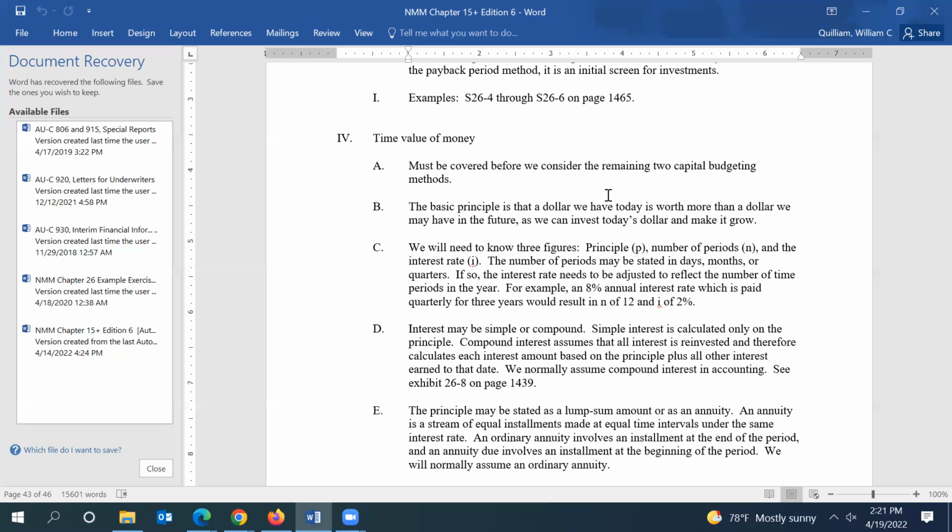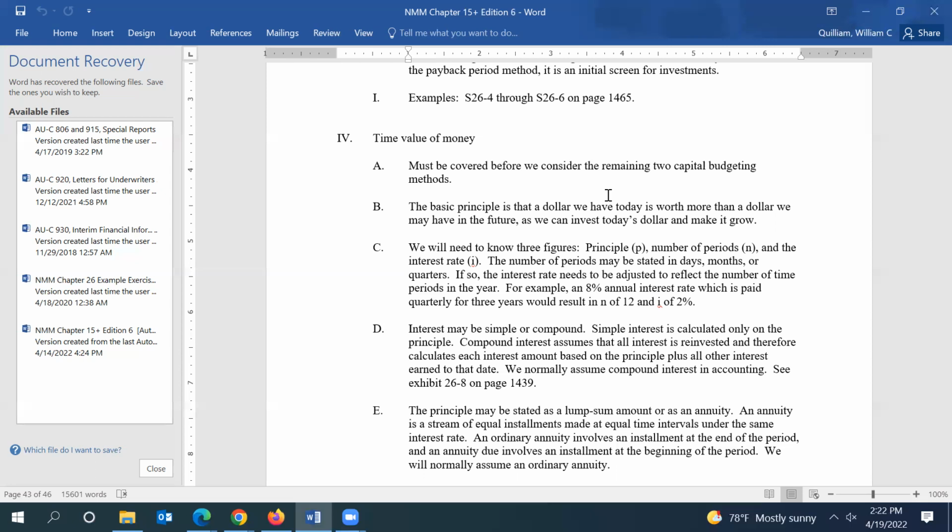Now, the number of periods may be stated in days or months or quarters, a quarter being 3 months of the year. Well, if so, the interest rate needs to be adjusted to reflect the number of periods in the year, because we're given annual interest rates in the present value tables and future value tables, the interest factor tables, that is.